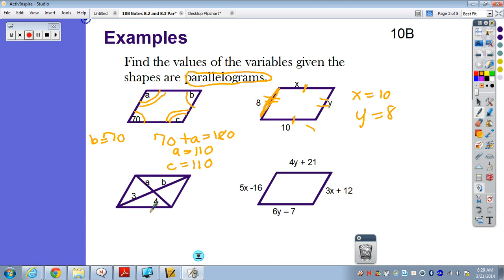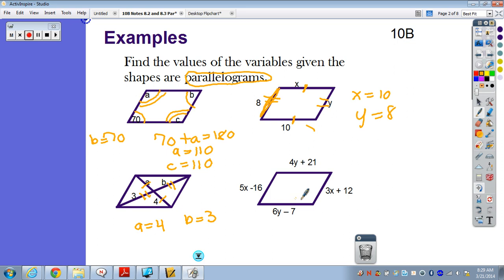For the third example, we have diagonals. What we know about diagonals is that they're bisected, so the two pieces of each diagonal are equal to each other. So A has to equal 4 and B has to equal 3.